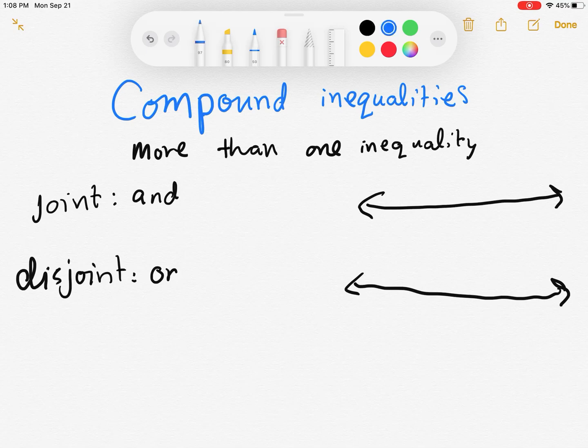A joint inequality looks something like this. We have our two endpoints. We have our open circles. Then they shade in between them. It could go on this way and this way forever, but the part we care about is the part in the middle. How many cases of interval notation do we need to represent that? Well, we have two endpoints, so we could have endpoint 1 and endpoint 2, and we could have a single case of interval notation to connect them.